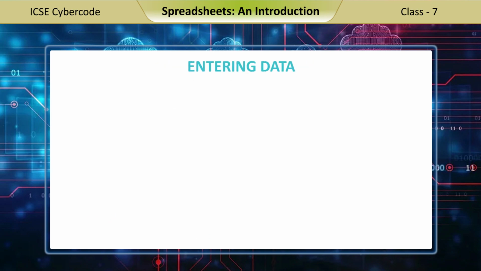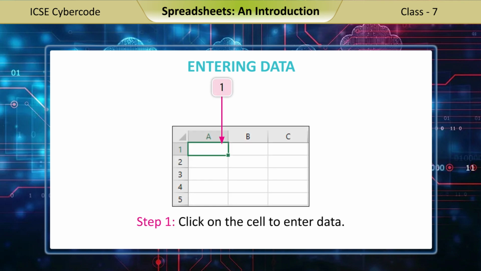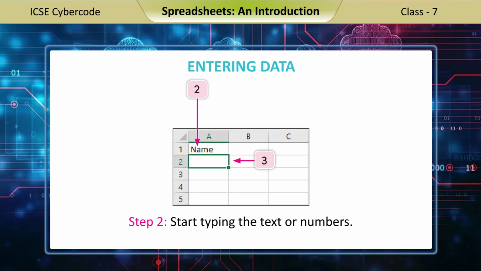Entering data. Follow these steps to enter data. Step 1. Click on the cell to enter data. Step 2. Start typing the text or numbers. Step 3. Press the Enter key.